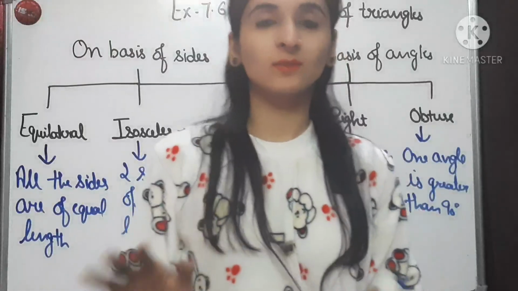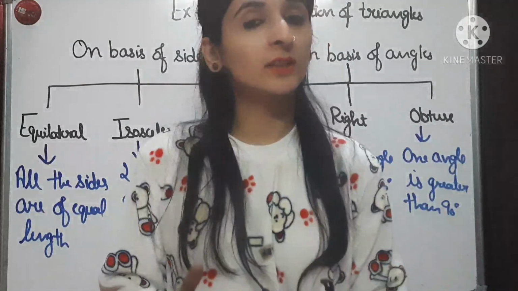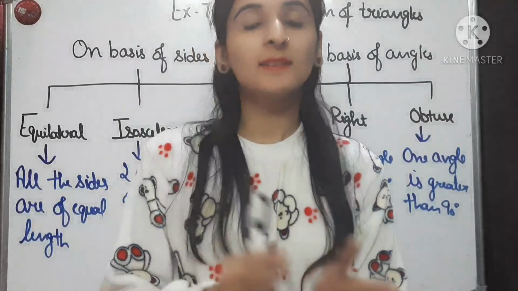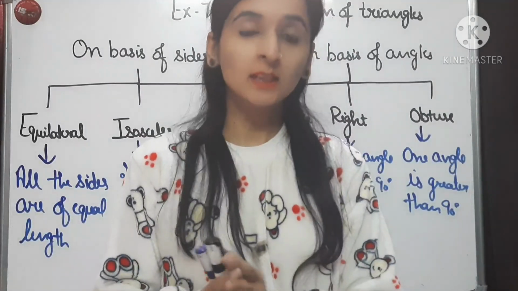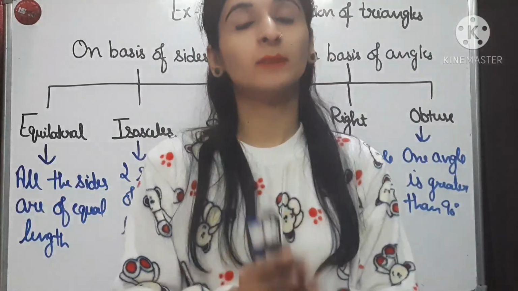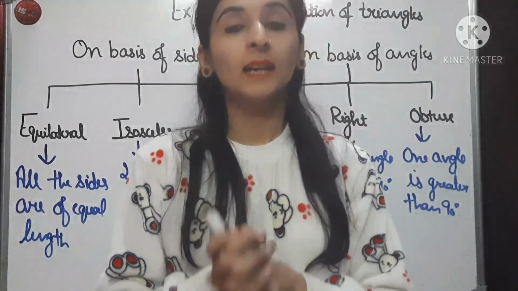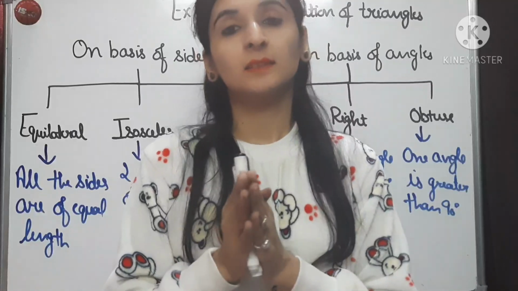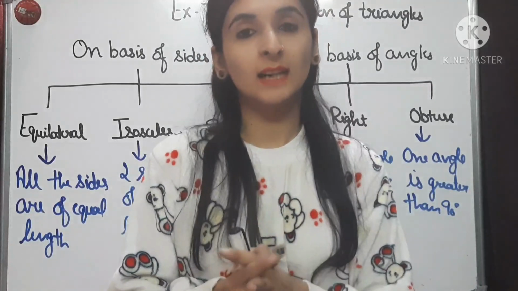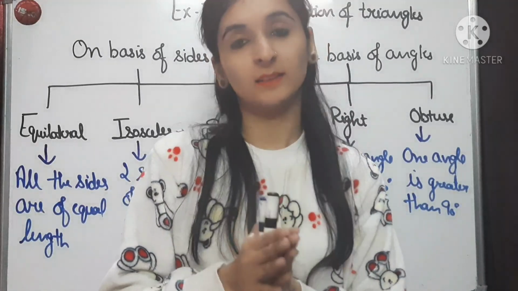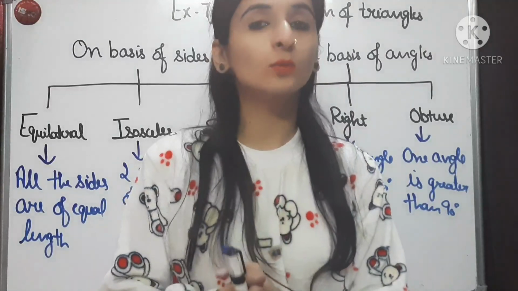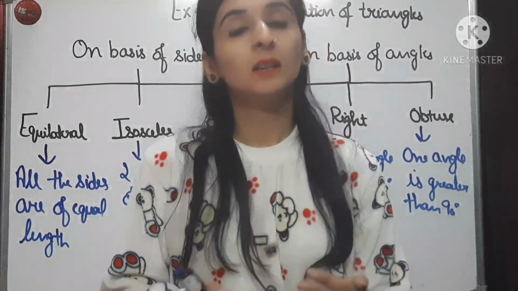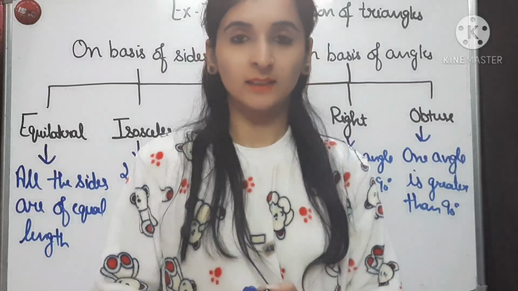Okay, so children, this was like an introduction session to polygons and triangles. Okay, and in our next lecture, we will be discussing the exercise questions. So we will be solving the questions of exercise 7.6 and those questions are related to polygons and triangles.